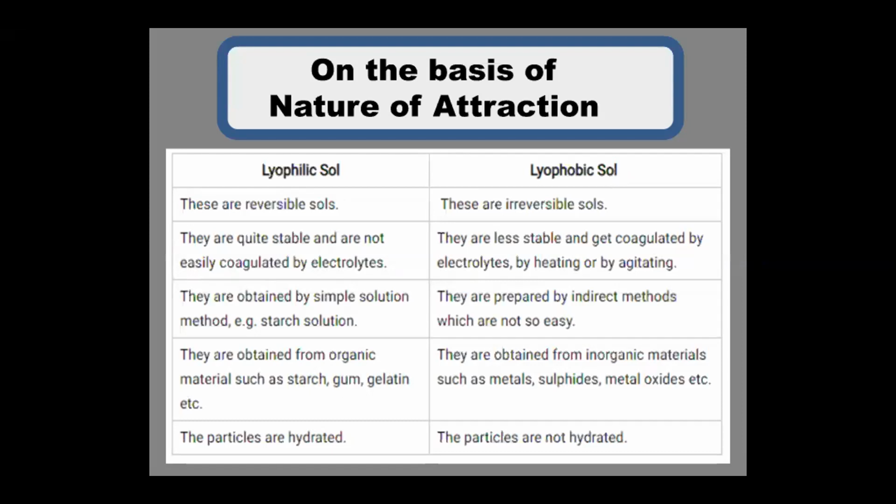Lyophobic sols are less stable and get coagulated by electrolytes, by heating, or by agitating. And the next one: lyophilic sols are obtained by a simple solution method. Example: starch solution. Lyophobic sols are prepared by indirect methods, which are not easy.